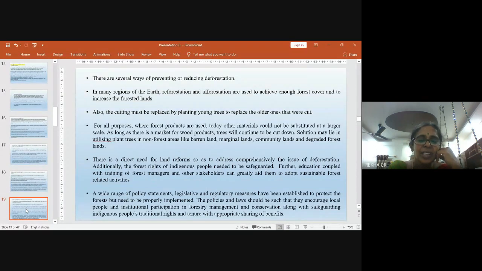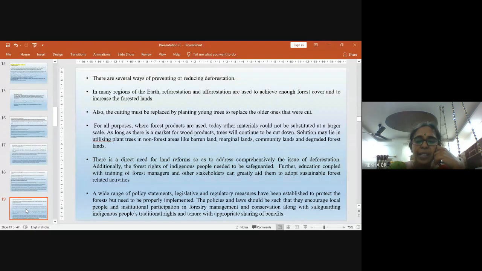Additionally, the forest rights of indigenous people need to be safeguarded. Further, education coupled with the training of forest managers and other stakeholders can greatly aid them to adopt sustainable forest-related activities. A wide range of policy statements, legislative and regulatory measures have been established to protect the forest, but it has to be implemented properly.